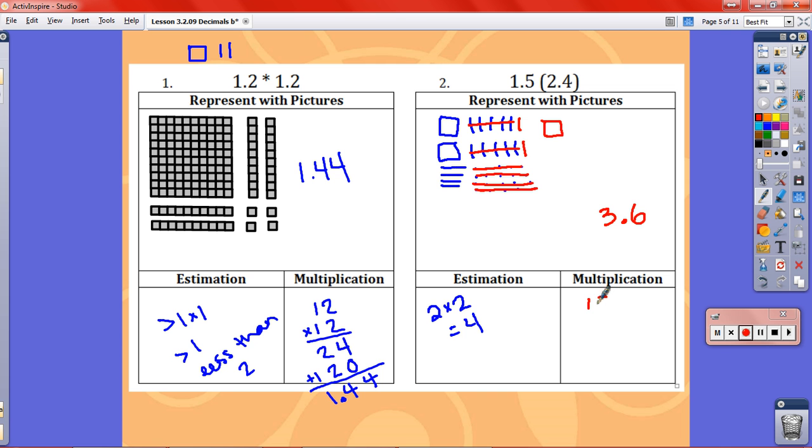And when I multiply 15 times 24, I get 6. 2 times 5 is 10. 2 times 1 is 2 and 1 is 3. 360, and obviously it's not 360 because it's not actually 15 times 24. It's 1 and 5 tenths times 2 and 4 tenths, so it's 3 and 6 tenths.